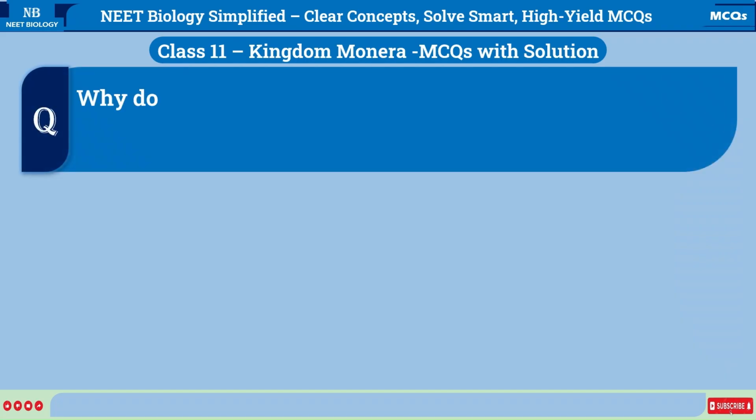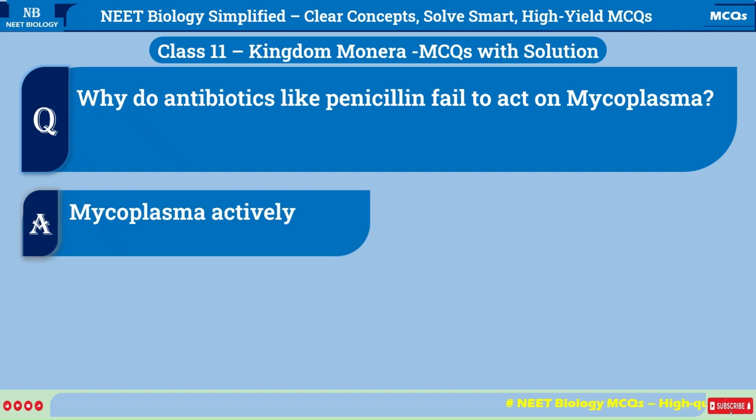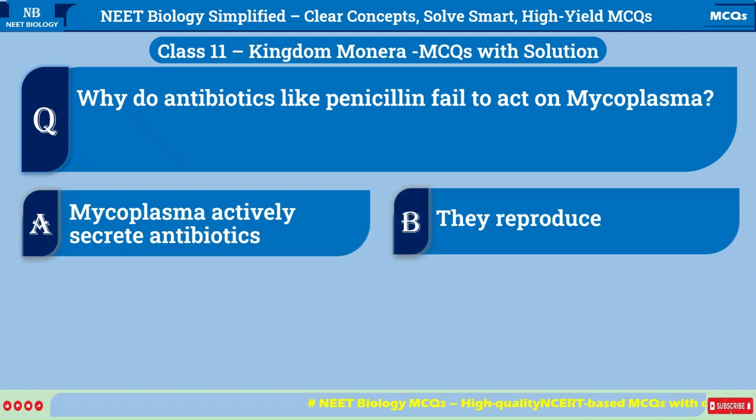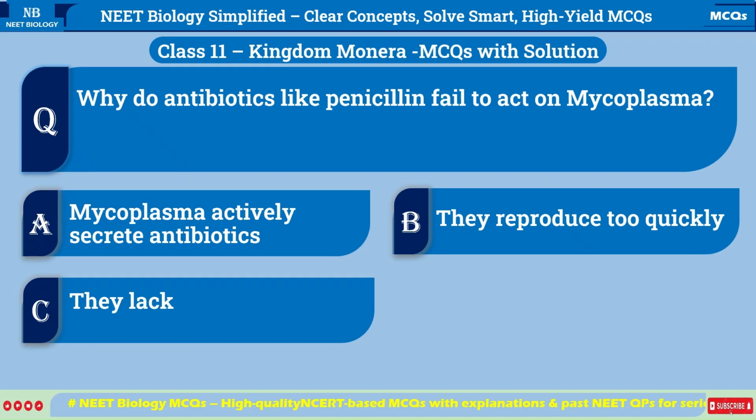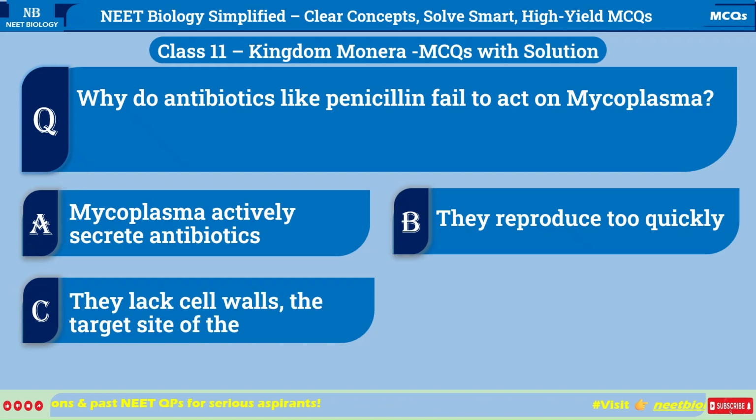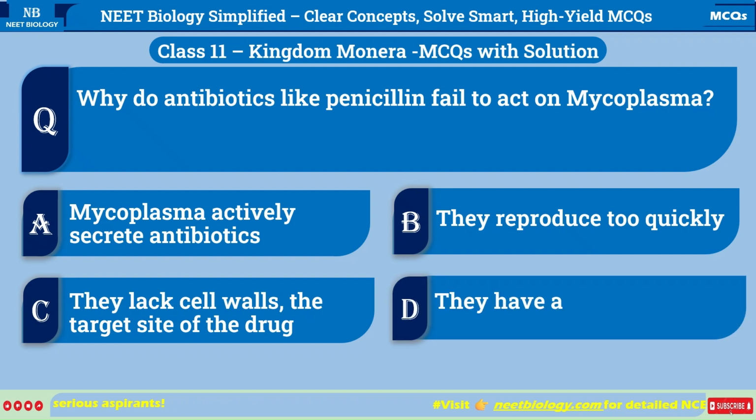Why do antibiotics like penicillin fail to act on Mycoplasma? A. Mycoplasma actively secrete antibiotics. B. They reproduce too quickly. C. They lack cell walls, the target site of the drug. D. They have a double nucleus.